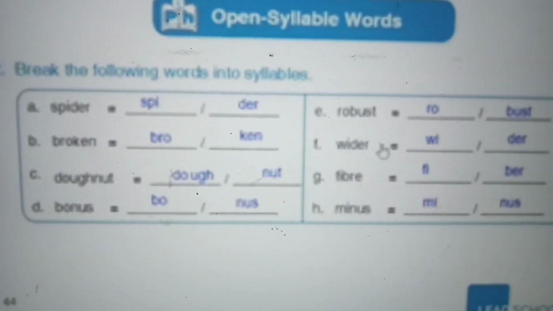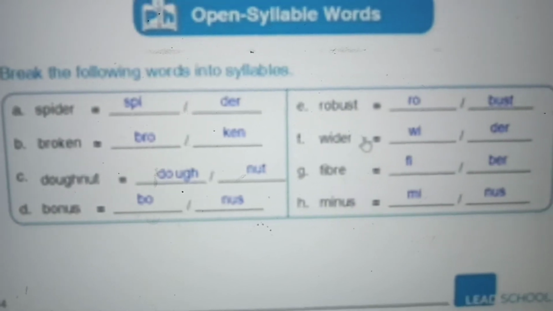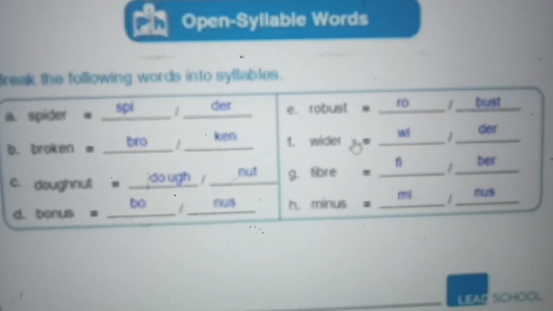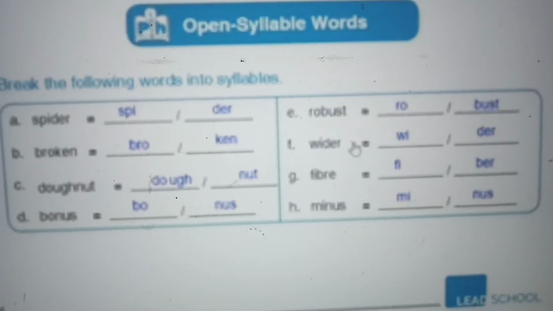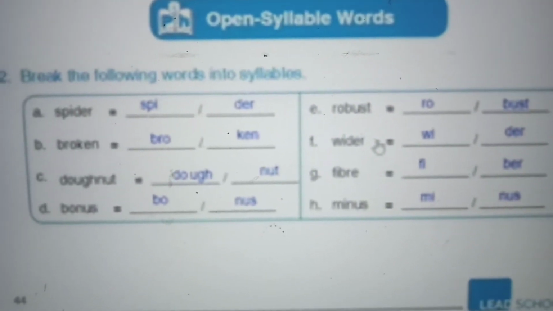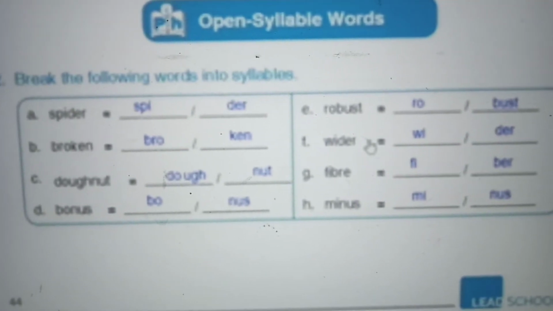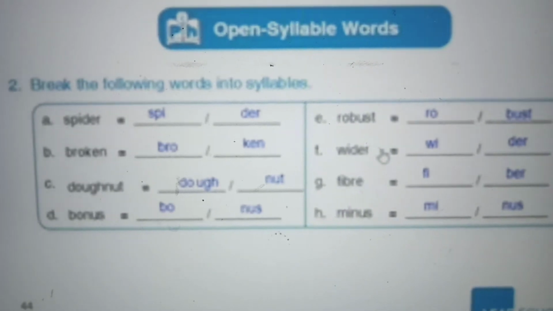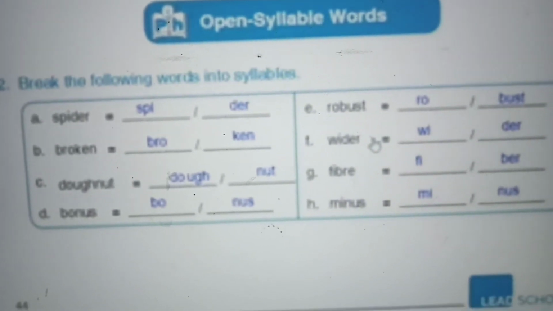Broken. O, E are vowels and in between O and E you have only K, only one letter is there, so your consonant is there. So how will you break it? It will go with the second one. So, broken. So this O will be open. After O there is no consonant. So O is open. Bro is an open syllable.